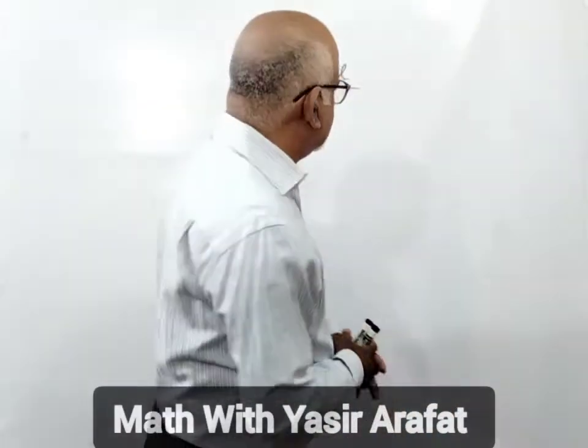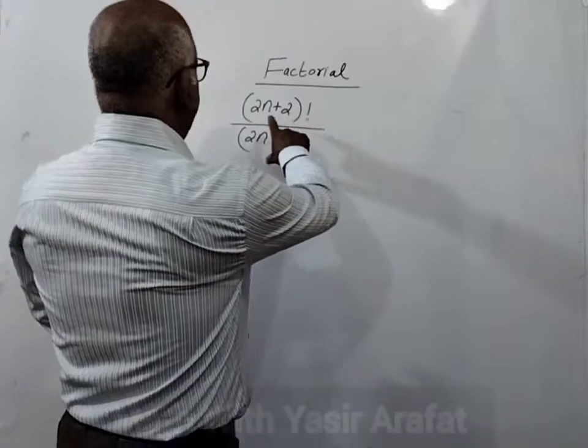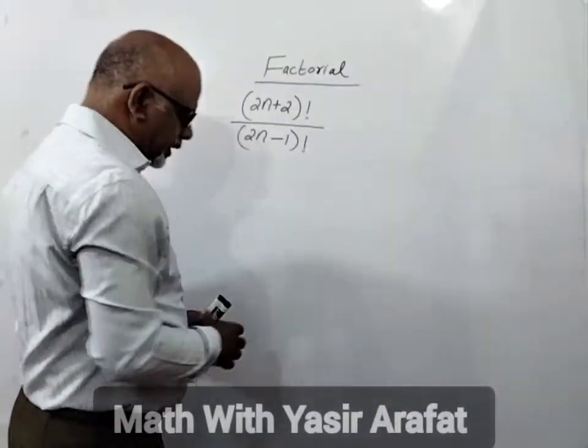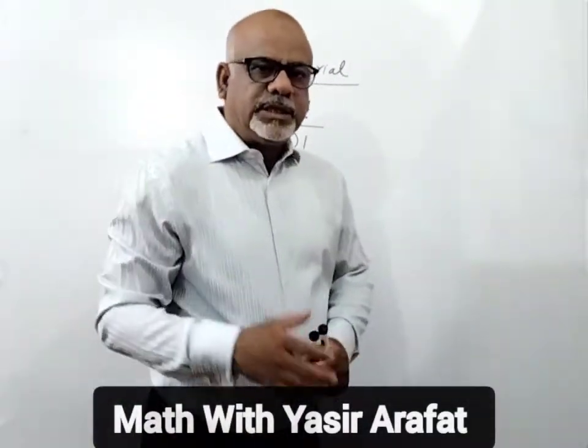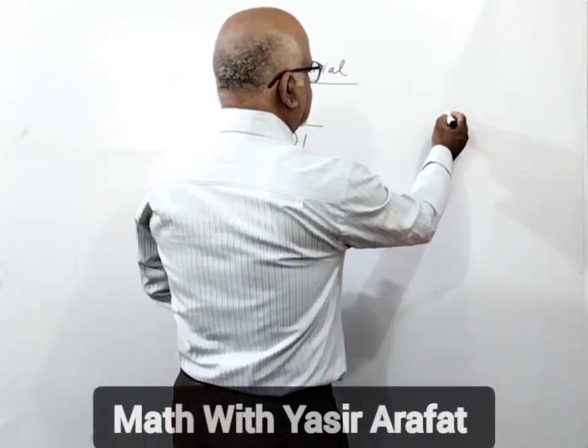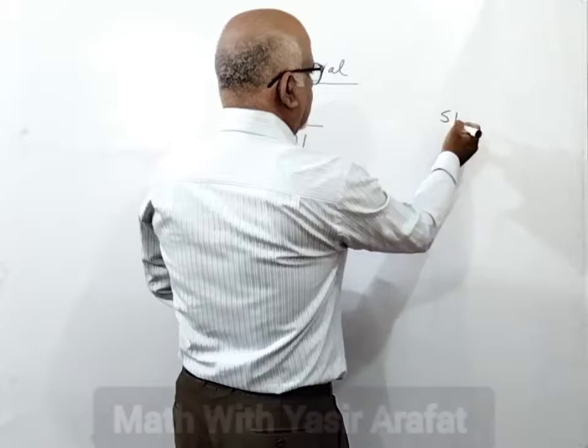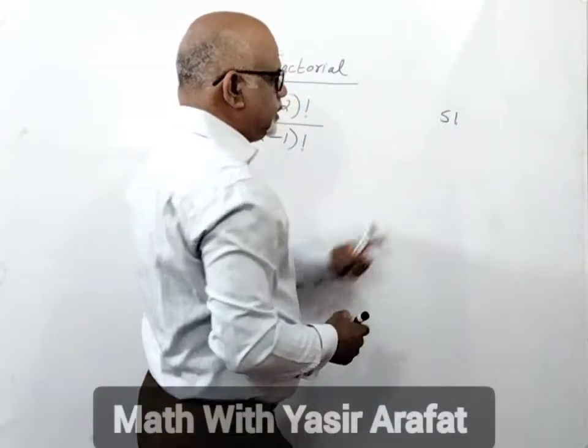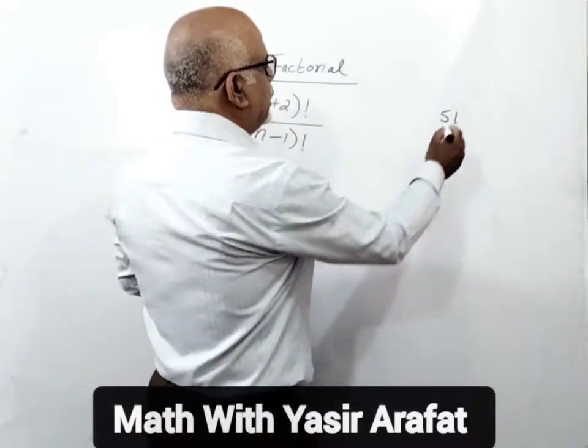We have to discuss how to find out the factorial of this fraction here. In my last lecture, we discussed what is factorial. For example, here, this is 5 factorial. This is the notation of the factorial. This is the sign of the factorial here.